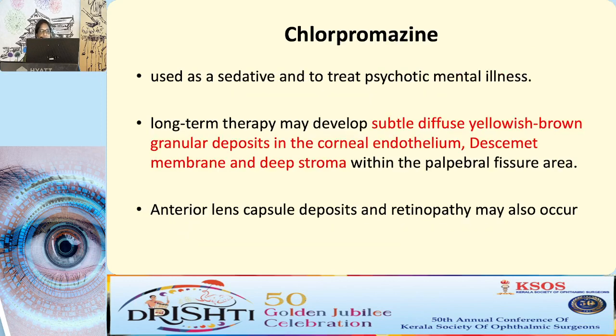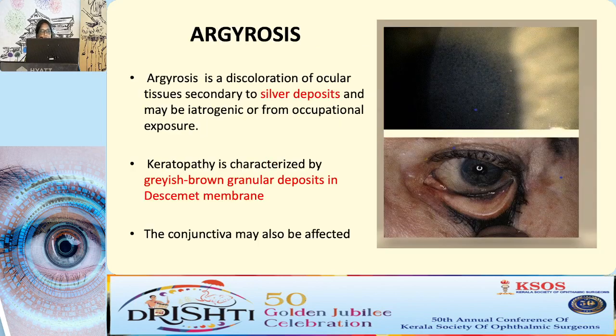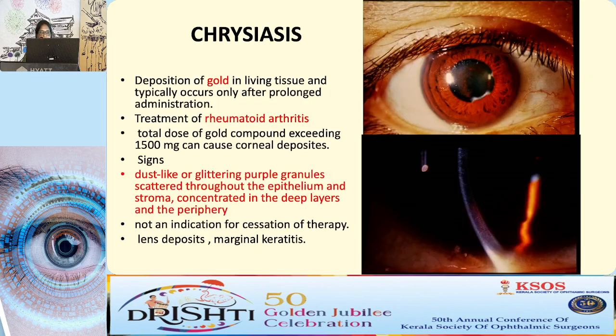Chlorpromazine is used as a sedative and to treat psychotic mental illness. On long-term therapy, patients may develop subtle diffuse yellow-brown granular deposits in the corneal endothelium, Descemet's membrane, and deep stroma. Anterior lens capsule deposits and retinopathy may also be seen. Argyrosis is a discoloration of ocular tissue secondary to silver deposits, which may be iatrogenic or from an occupational exposure. The keratopathy is characterized by grayish-brown granular deposits in the Descemet's membrane. Conjunctival discoloration may also be seen.